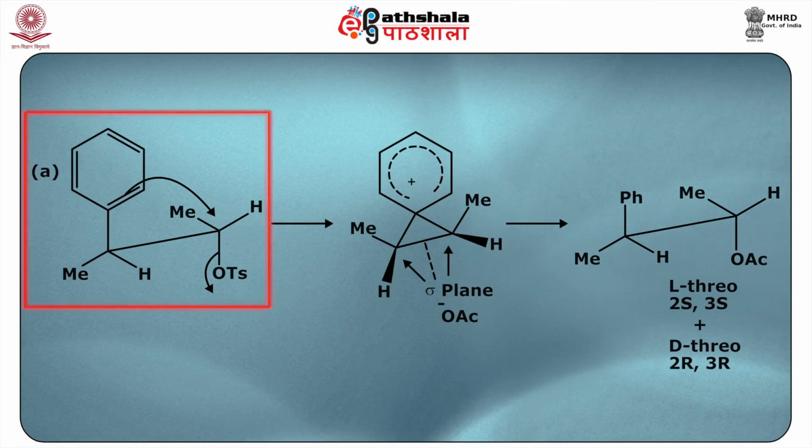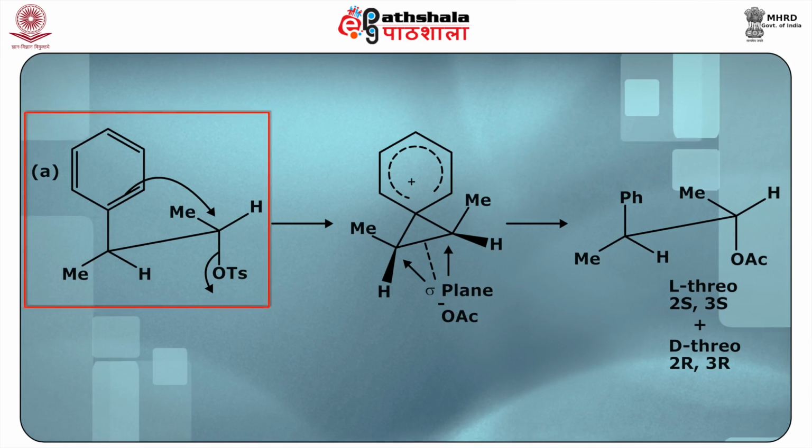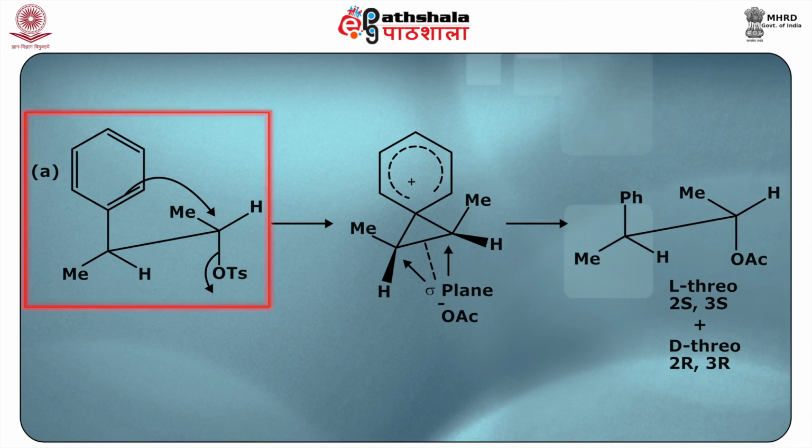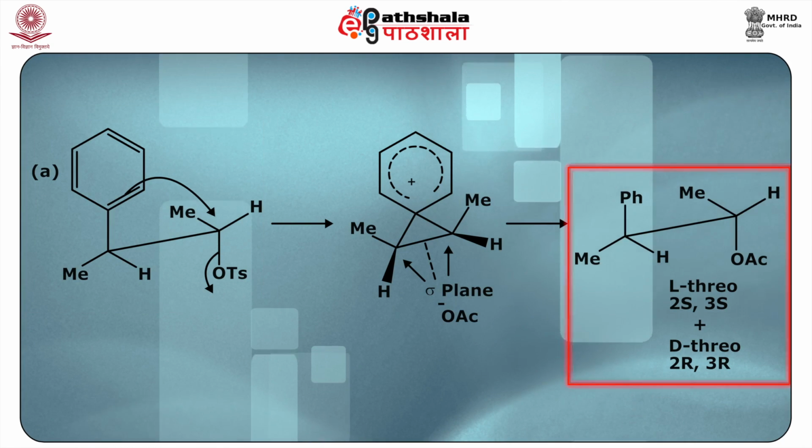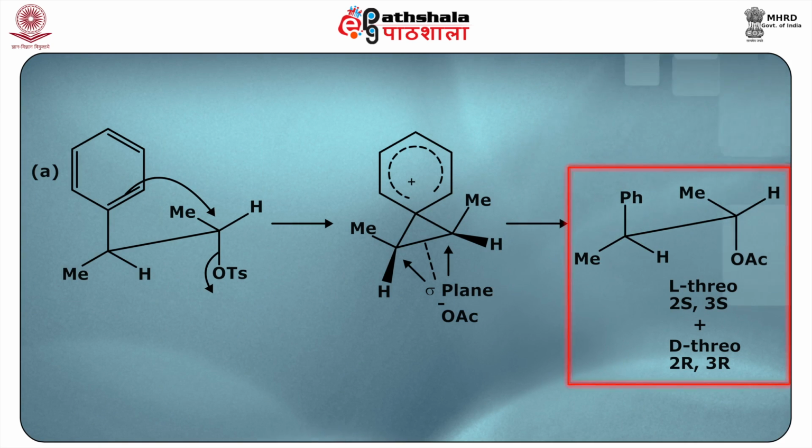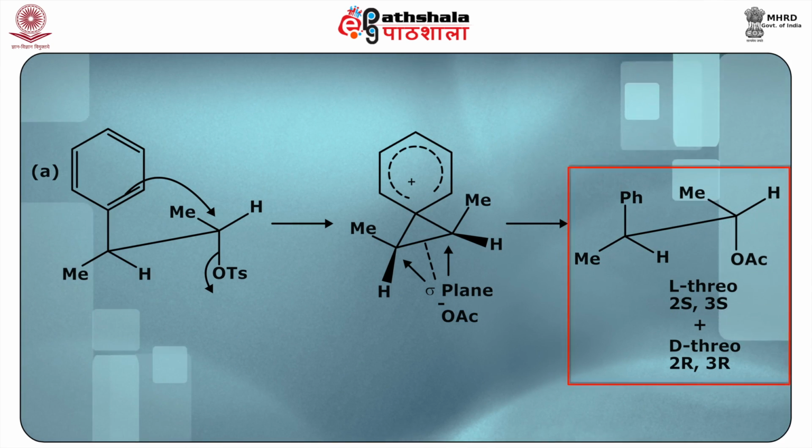Now, this kind of double bond participation or neighboring group participation is also observed in phenyl rings. The pi bond of the phenyl ring also participates in neighboring group participation to form an intermediate phenonium ion, that is, a phenyl carbocation. The 2S,3S, threo 3-phenyl-2-butyl tosylate, as shown in this scheme, on solvolysis in acetic acid gives 96% of the racemic mixture of the threo acetate.